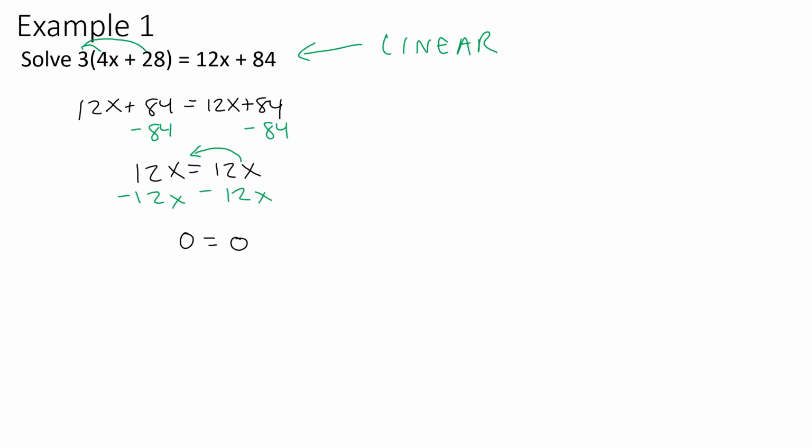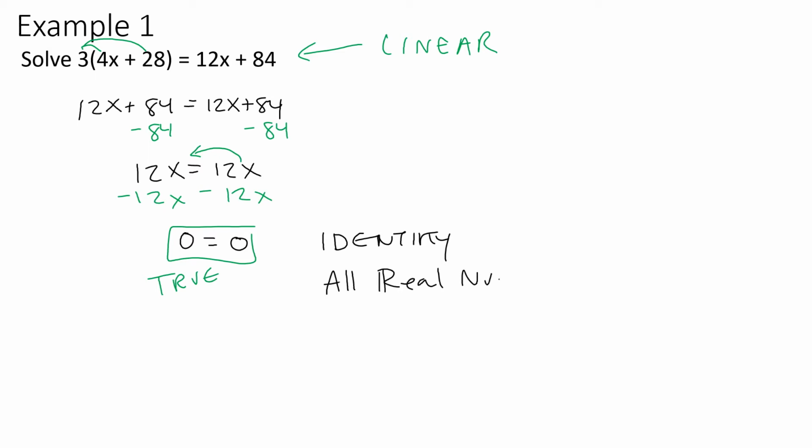So this is an example of an identity. The reason it's an identity is because I am left with a true statement. 0 equals 0 is a true statement. The x's go away, so that means it doesn't matter what x you put in, it's always going to be a true statement, which is why it's an identity. You could also say that the solution is all real numbers if you wanted to.